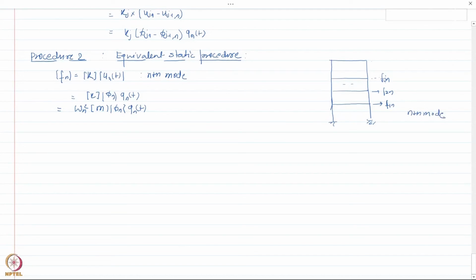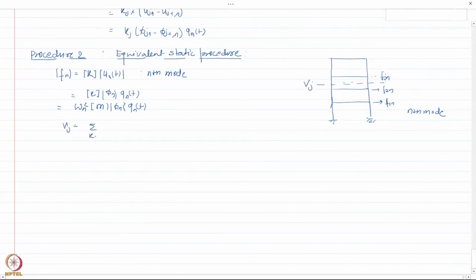If we have that, finding out the story shear at any level is as simple as summing up all these equivalent static forces above that level. So this would be the summation over k equal to j to n of Fkn. Remember, we have derived this given the example of a multi-story building, but the same procedure would also be applicable for any other type of multi-degree of freedom system. The only thing is that this equation might differ.